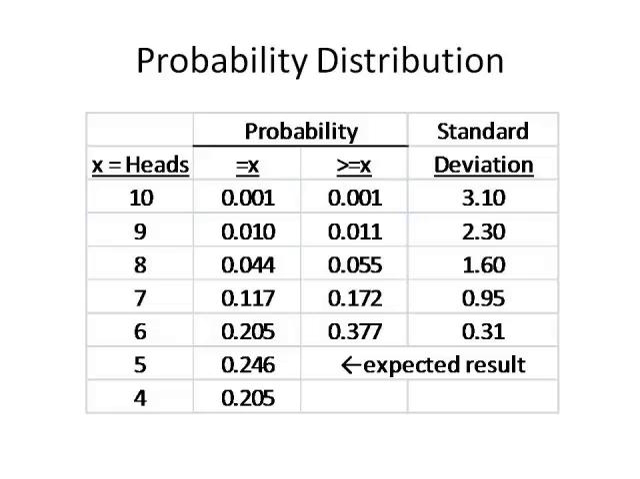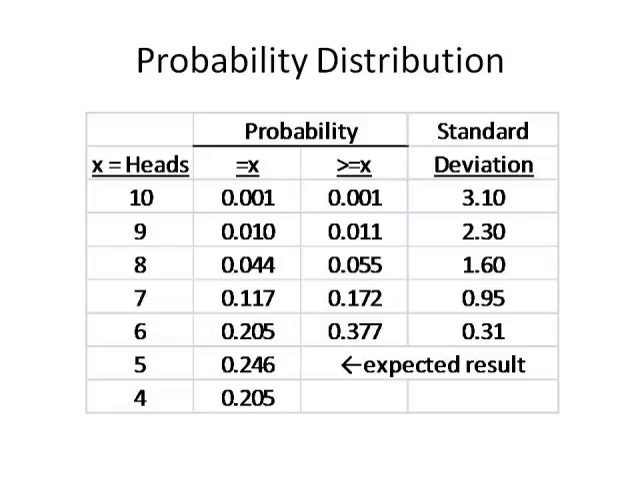Now here we have a probability distribution, and in the first column we see the number of heads: 10, 9, 8, 7, 6, 5, and 4. The second column shows the probability of getting exactly that number of heads out of the number of flips. So for instance, the probability of getting exactly 10 heads is 0.001. The probability of getting exactly 9 heads is 0.010.